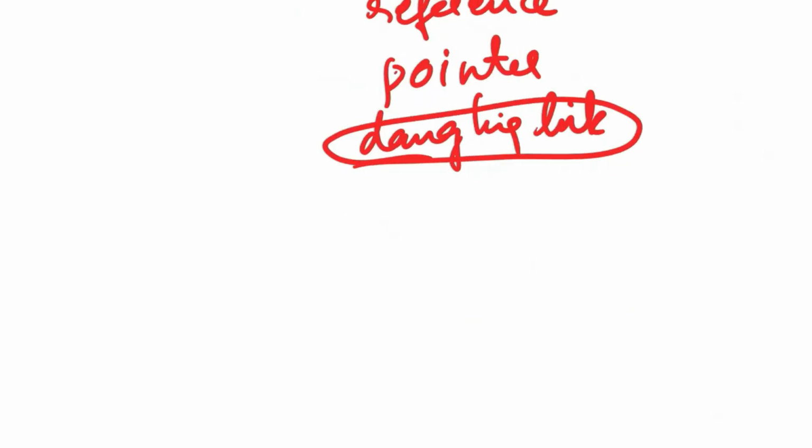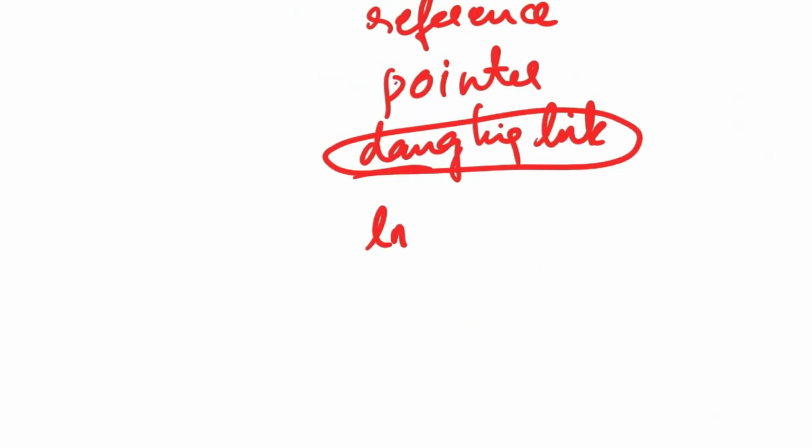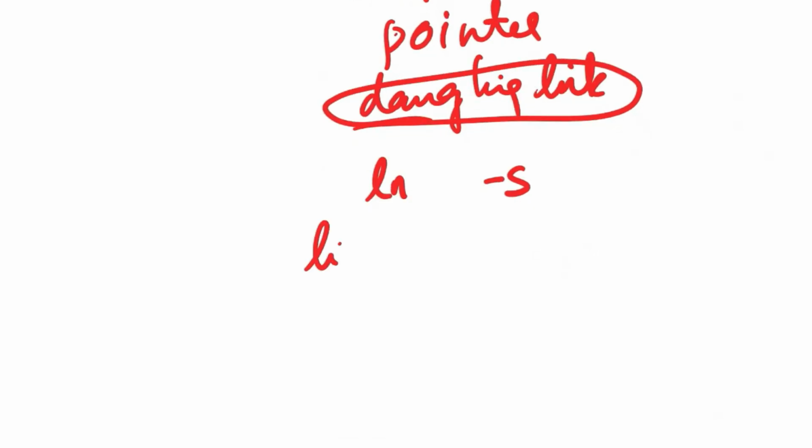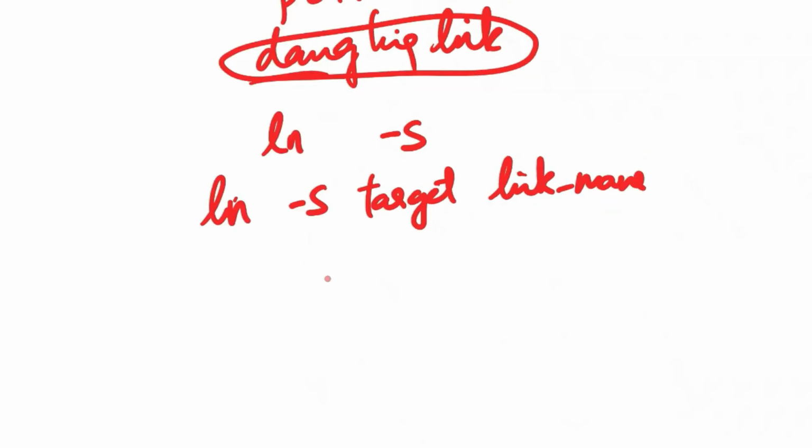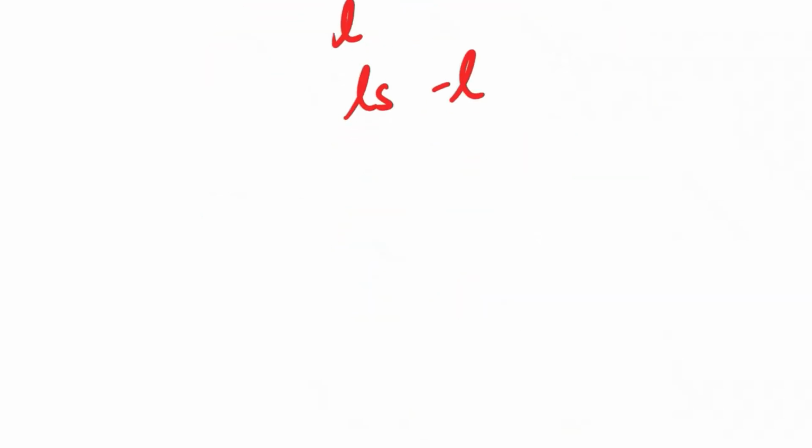Soft links are created using the ln command with the -s symbolic option, like say ln -s target and then link name. Soft links are identifiable by the l at the beginning of their permissions when viewed with the ls -l command. Now let's talk about hard link.